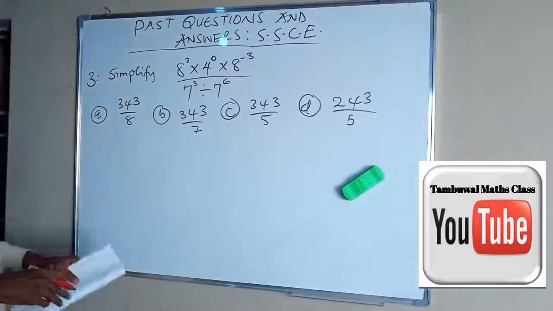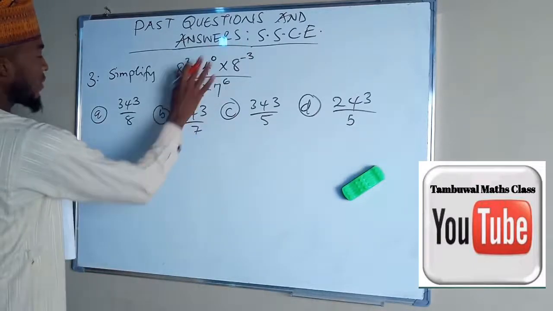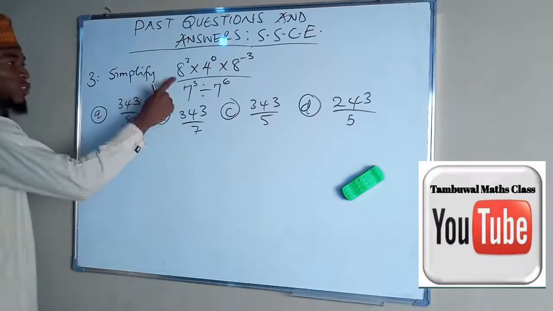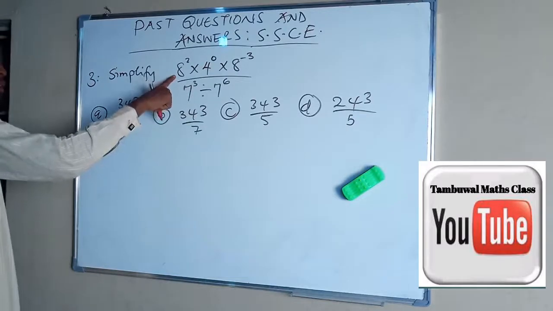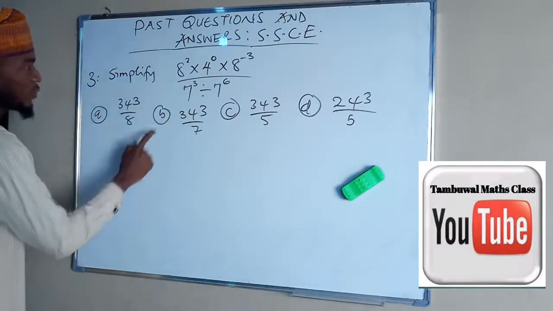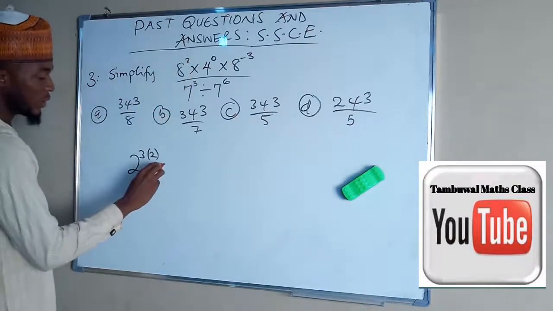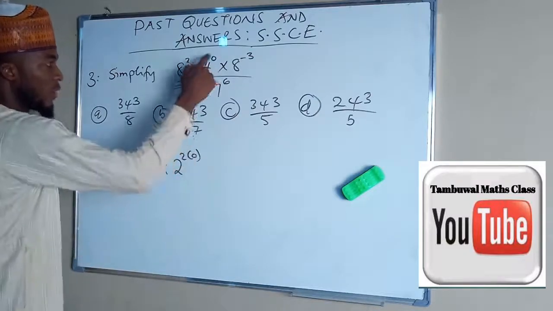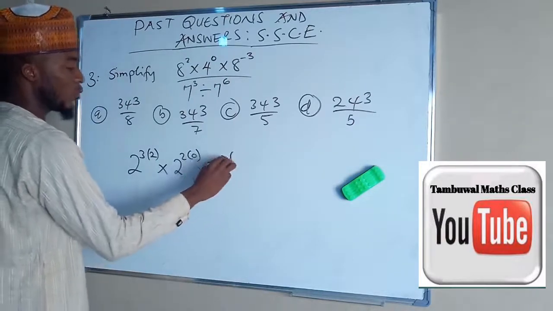This is question number 3, which is on indices. We are asked to simplify this, and these are the options given. We are going to make sure each one of them has an equal base. So we know that 2 power 3 is 8, but already we have another 2 there. That 2 will multiply this 1. So we have 2 power 2 multiplied by the 0 times 2 power 3, which is 8, multiplied by negative 3.